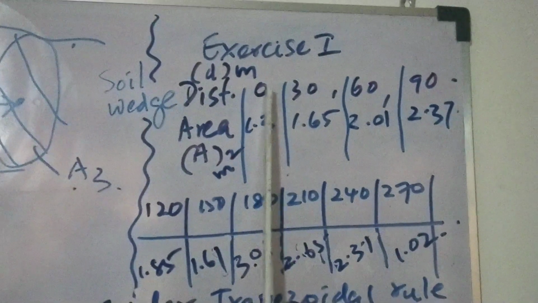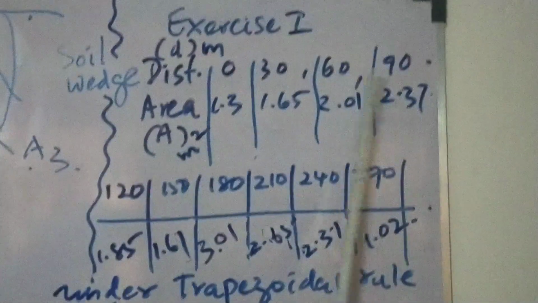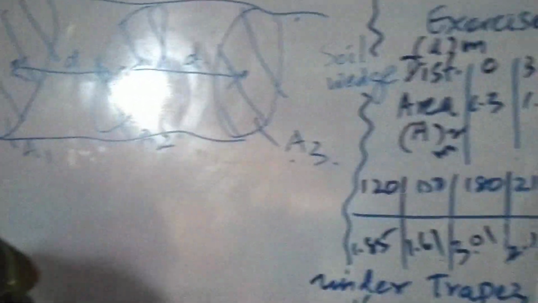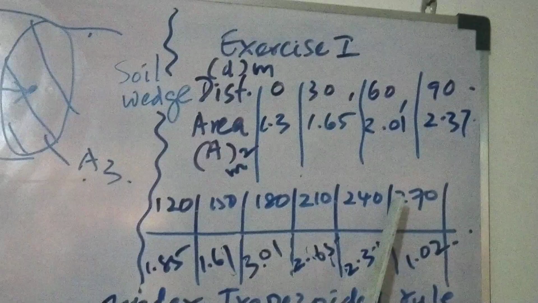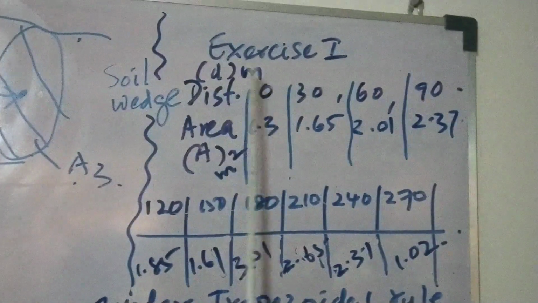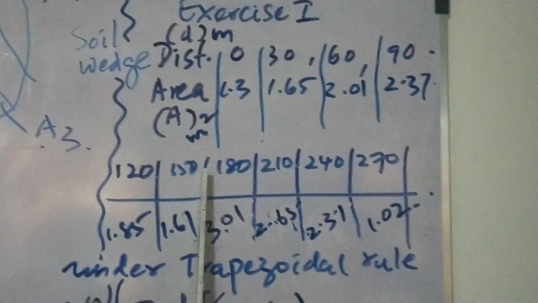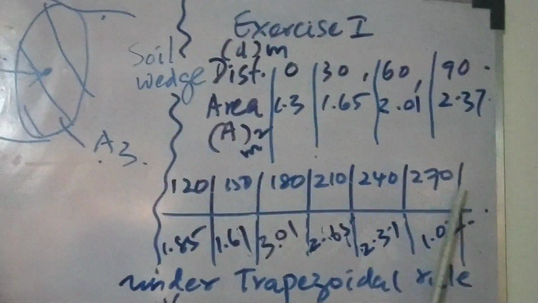You can see the difference is 30. 0 to 30, here 30, here 30, like that, right? D has to be the same in this method, otherwise we can't compute the exercise. The difference between areas has to be the same.